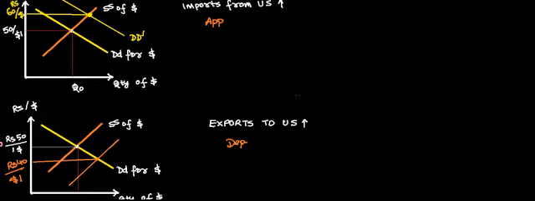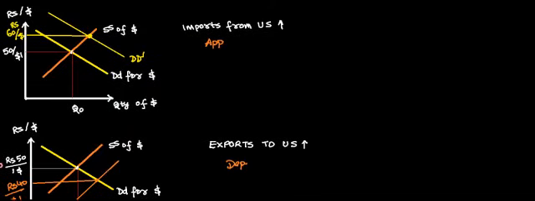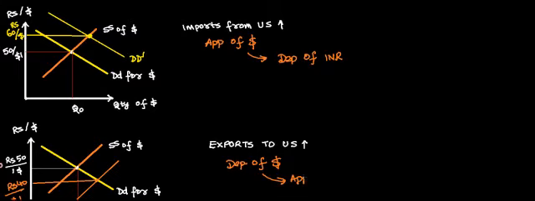You getting the point? But this is appreciation and depreciation of what? Of the foreign currency or of the home currency. Imports from US were increasing, there is appreciation of foreign currency, appreciation of dollar. This is depreciation of dollar. And by the same token, this would mean depreciation of INR. Or this would mean appreciation of INR.